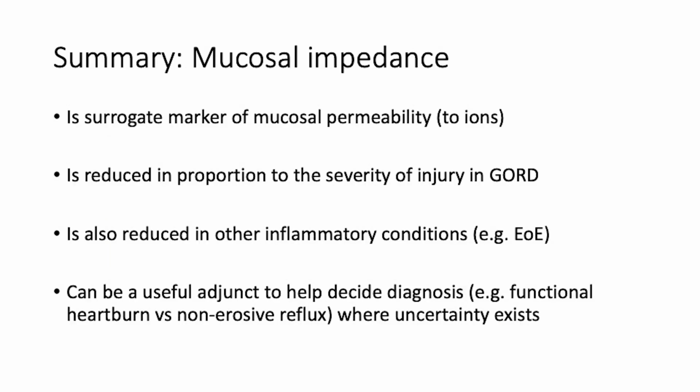In summary, mucosal impedance is a surrogate marker of mucosal permeability, and it's reduced in proportion to the severity of injury in gastroesophageal reflux disease. Reduced basal impedance is also seen in other inflammatory conditions such as eosinophilic esophagitis. Although it's not a diagnostic test in itself, it can offer important information to help us decide on diagnosis and management in our patients.